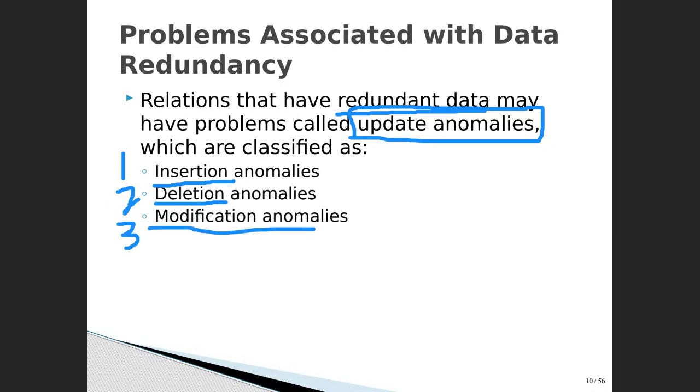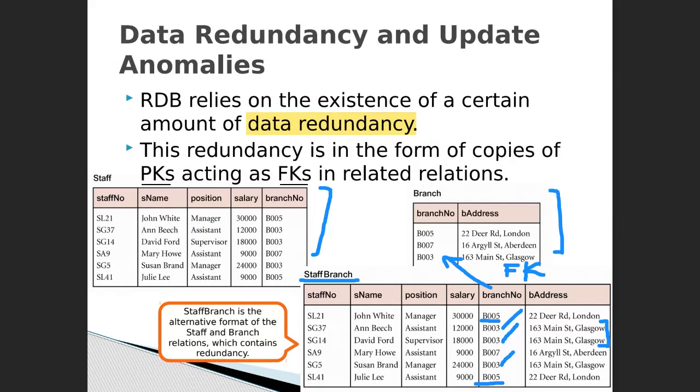Let's talk about this example just for the last minute. Here, if we, for example, insert a new branch number, and there is no staff number assigned to this branch, is it possible to add the branch number in this relation? Let's focus on the staff branch relation. If we insert a new branch to this relation where no staff members are assigned to this branch yet, can we do that? We cannot. Why?